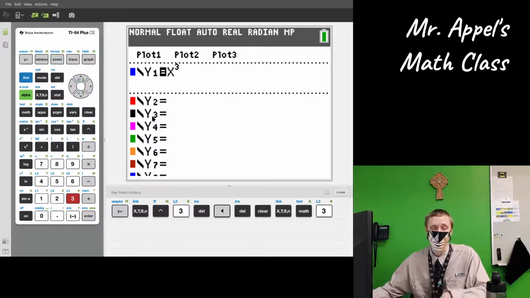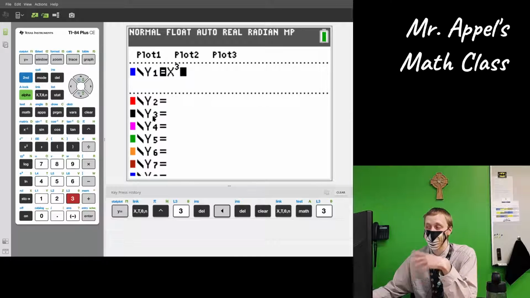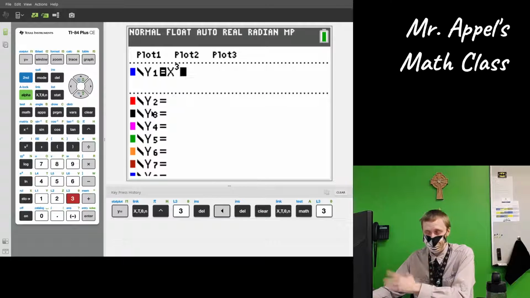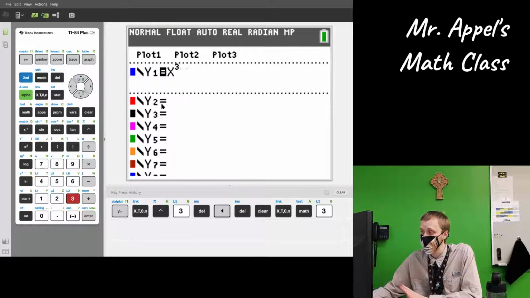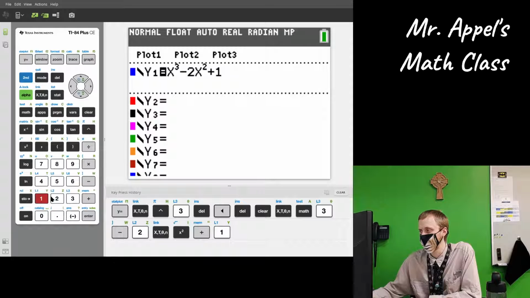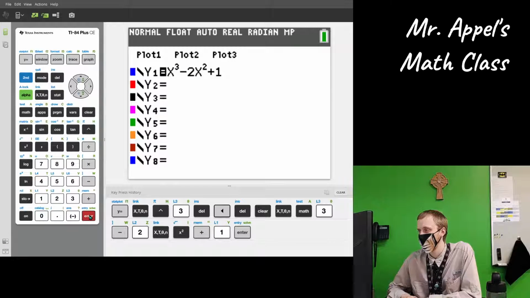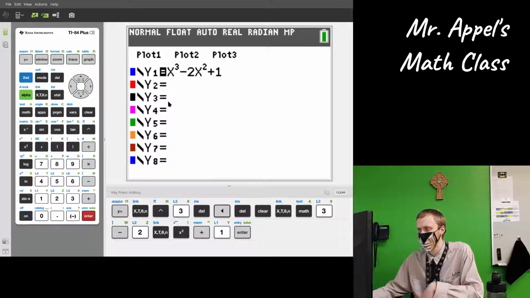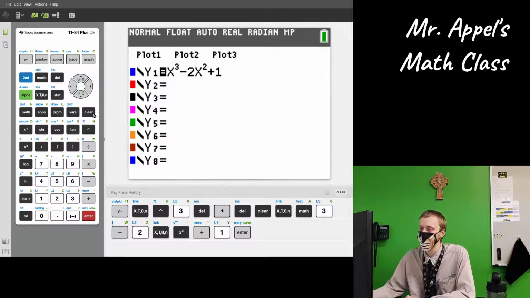The 84 Plus anticipates you being fancy, and it likes to try to make the fancy easier, which sometimes makes the simpler require more button presses. So I would just go math 3 for the cube button. Minus 2x squared, minus 2x squared is a button right there, plus 1. Okay? Should look like this. Make sure this is darkened in, so it is plotting this one. You can make it whatever color you want, ideally a solid line here. And if there's anything else in there otherwise, go ahead and clear those out.